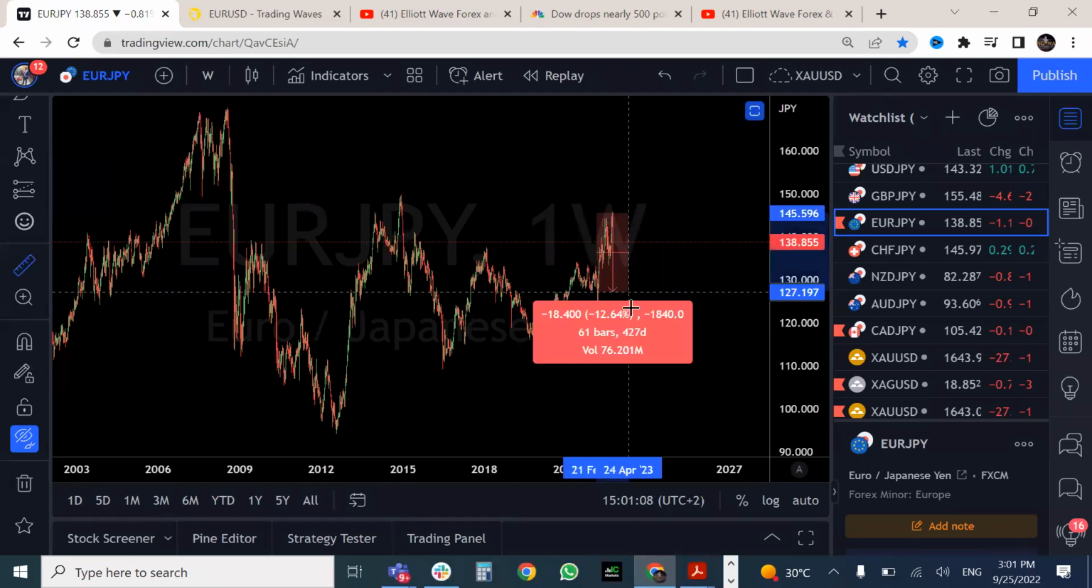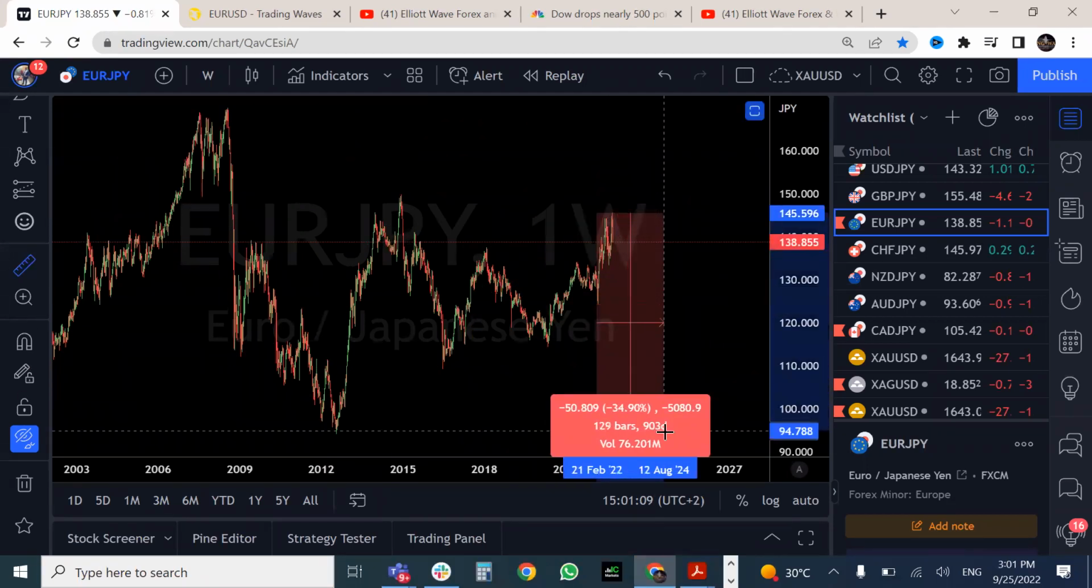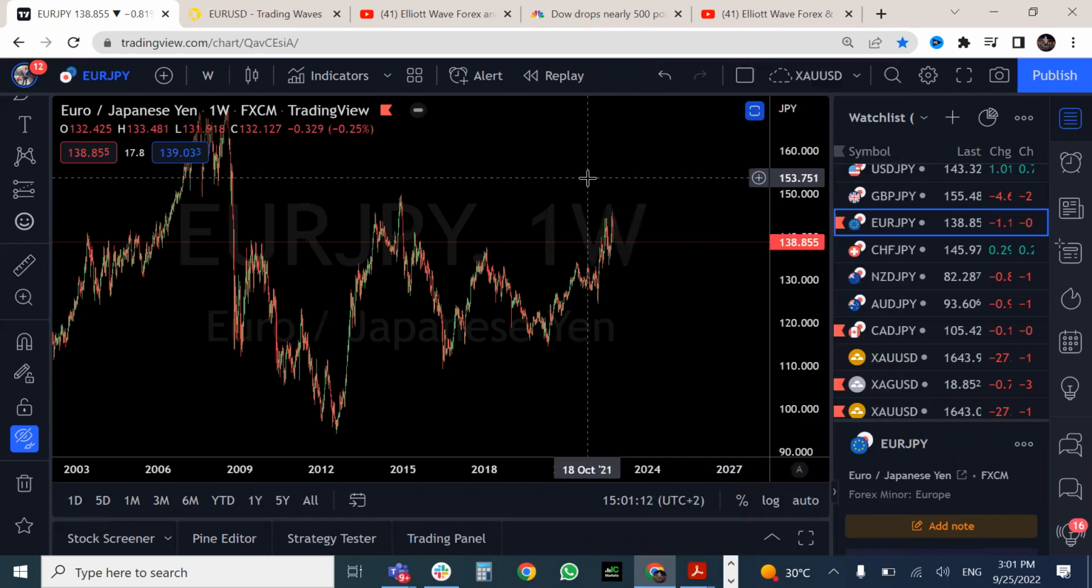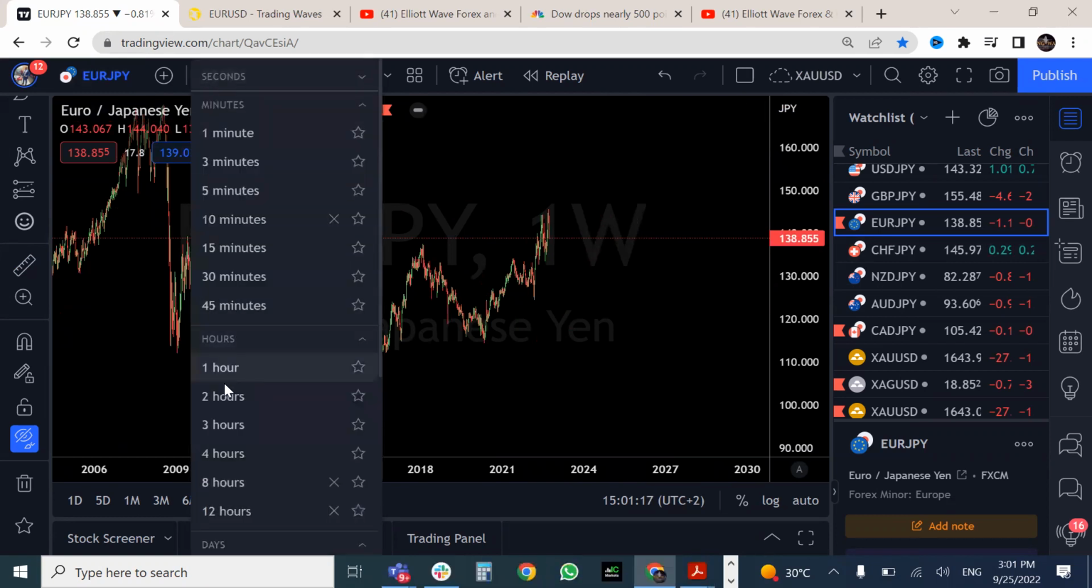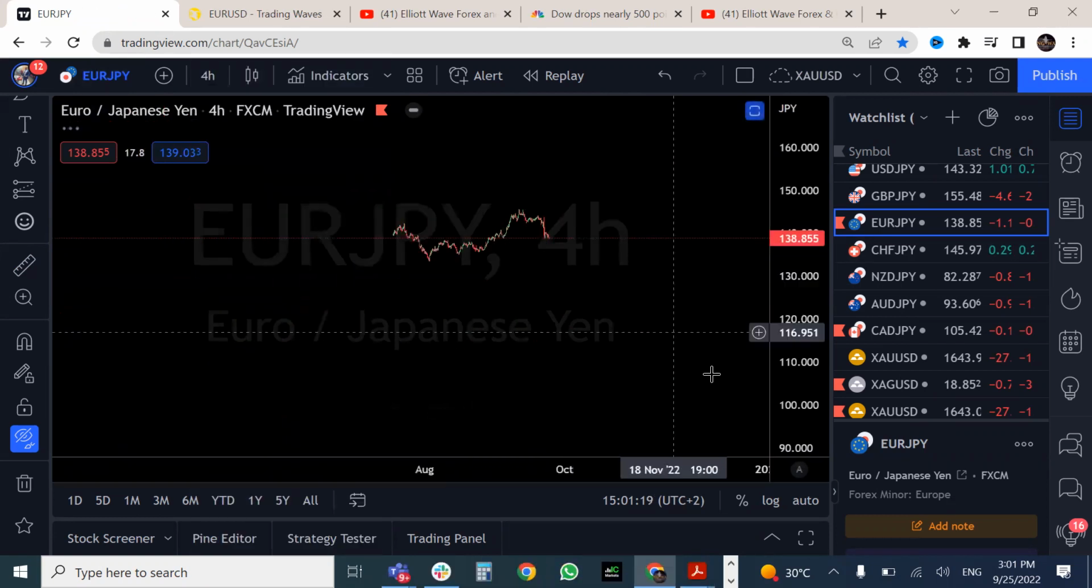Just to give you an indication, this can go as low as 5,000 pips. Are you going to get that? So that is what we're going to be looking at here. Now let's go into the lower degrees. Lower degrees, there isn't much this week as we've already seen the drop.